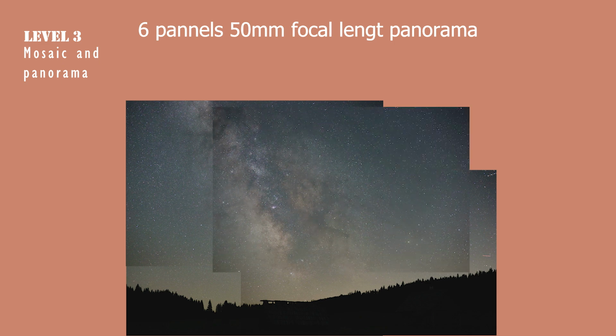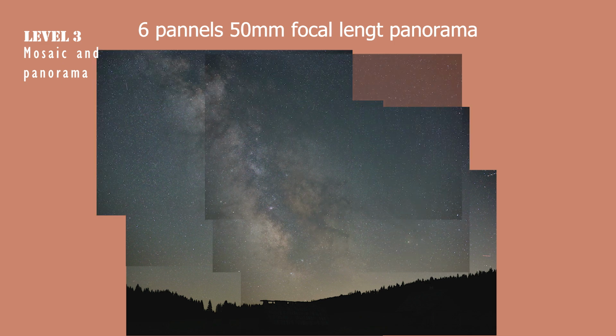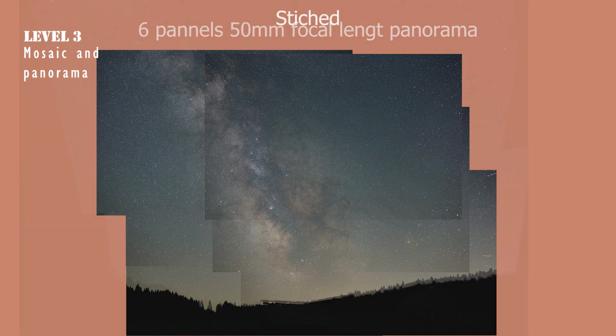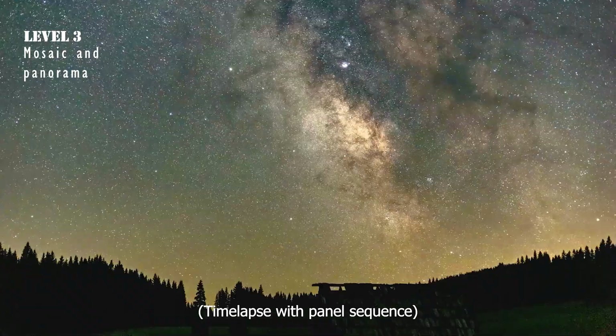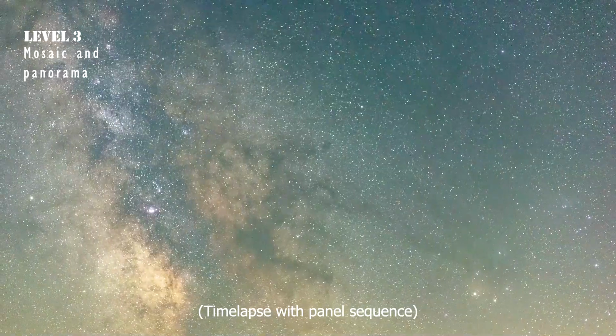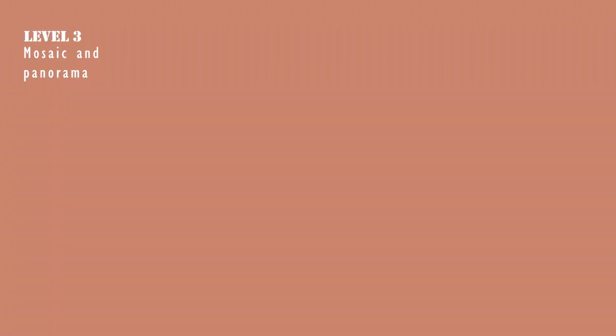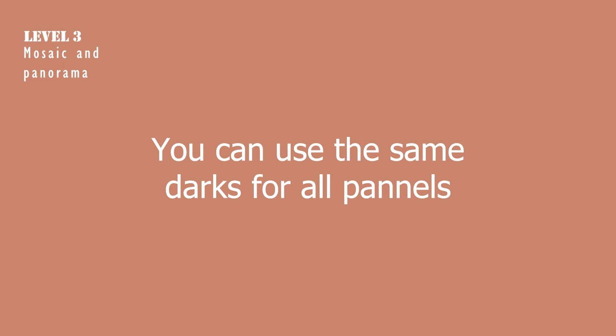For 50% overlap, if one star is on the edge of the frame, on the next panel, reframe it until the star is in the middle. Always use the same settings and do the same number of pictures to avoid irregularities when stitching them together. One good thing is that you can use the same darks for all the panels.